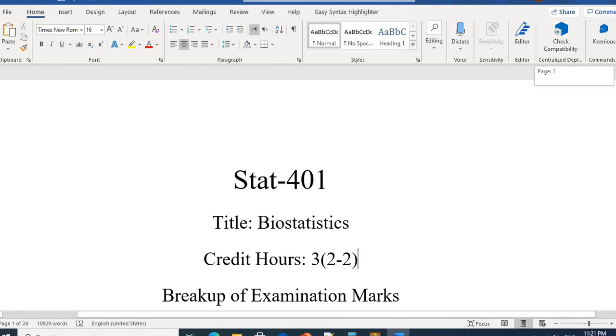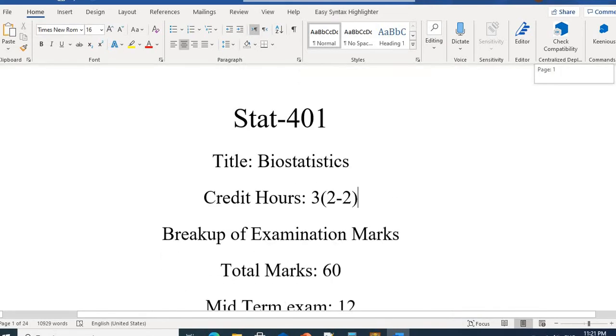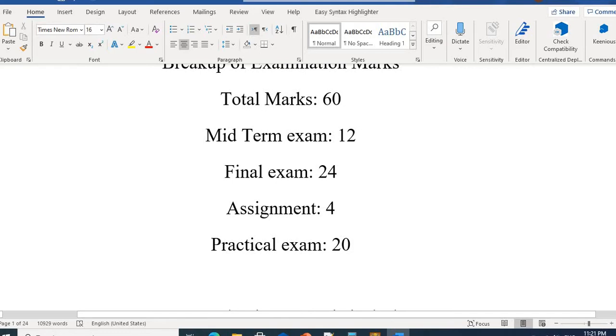The breakup of examination of this course is given here. The total marks of this course are 60, and the breakup of these 60 marks is: midterm examination 12 marks, final examination 24, assignments 4, and practical examinations 20.